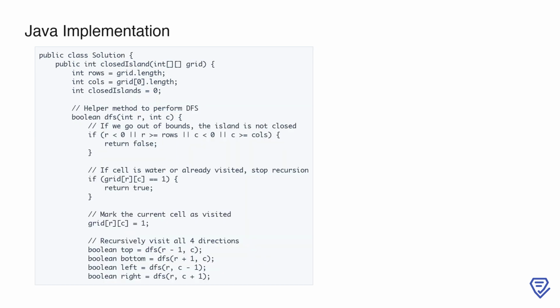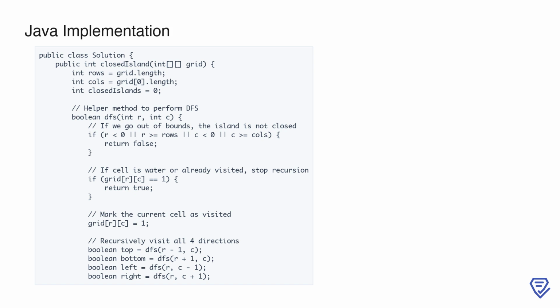Here, we start the Java implementation for the problem of counting the number of closed islands. First, we define a class called Solution and within it, a method named closedIsland. This method takes a 2D grid as input, representing the map of land and water, and it will return the count of closed islands. We initialize variables for the number of rows and columns in the grid, as well as a counter closedIslands to keep track of the result.